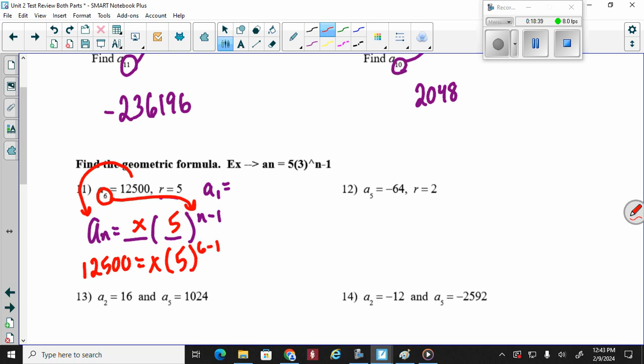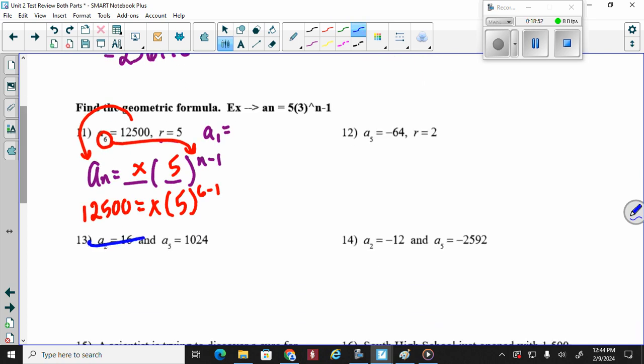Okay, now again, I'm never going to raise something to the 6 minus 1 power because that'd be foolish. 5 to the 5th power, and so my answer is, I got to write over here, I'm running out of space. Actually, I'll just write it underneath it. So pretend like that's not there. 12,500 is equal to 3125x. I divide by 3125. My first term, x, is equal to 4.